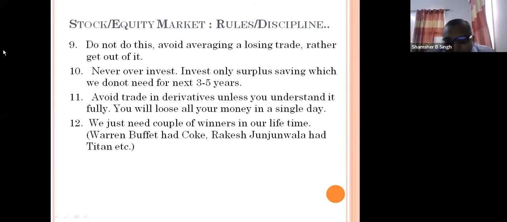And as I told, we don't need 10, 20, 30 winner stocks. We just need 1 or 2 winner stocks, and that is enough for our lifetime. For example, the great Warren Buffett had one big winner, Coke. He bought it very early and held it till today, and that stock has rewarded him for a lifetime. Same with our late Mr. Rakesh Jhunjhunwala. He had Titan in his portfolio at a lower price, and he held it for a very long time, and that really created wealth for him. So the point here is, we don't need 10 winners. 1 or 2 will be enough for us to make money in the long term.